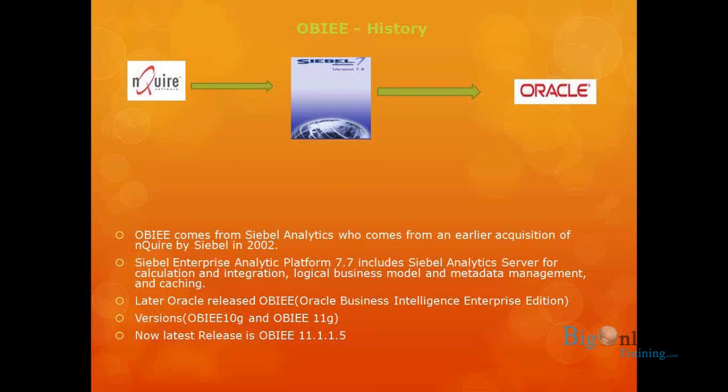Initially it started with the version OBIEE 10G, and now the version available in the market is OBIEE 11G, and our training will also be done on OBIEE 11G. Along with that, I am going to highlight where exactly, when compared to the older versions, the changes happened in the newer versions. In each and every topic we discuss, I'll be discussing where the change happened.